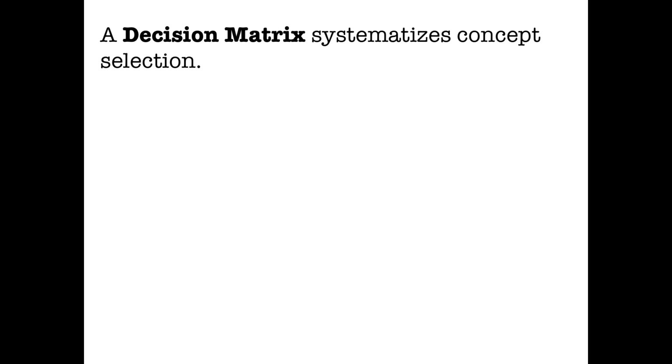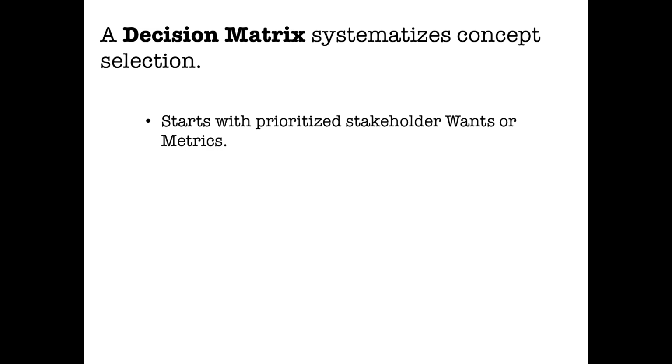All right, a decision matrix is a way to systematize concept selection. So it starts with prioritized stakeholder wants or metrics, and it's very important to specify which of these you're working with. Are you working with wants or are you working with metrics? You're not working with constraints, right? So all of your concepts by default should satisfy your constraints. Let me repeat that. All of your concepts by default, because they're unique and viable, should satisfy your constraints. So when you're comparing them, the only things that you have left to compare on are really your wants or the metrics that are associated with those wants.